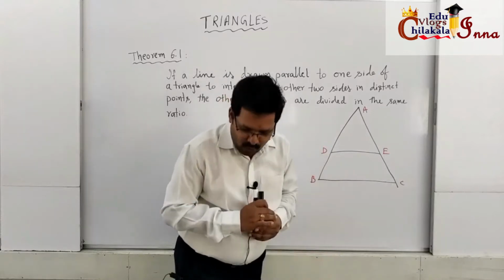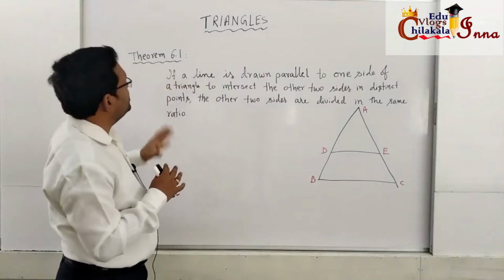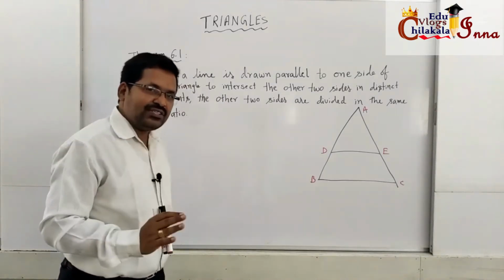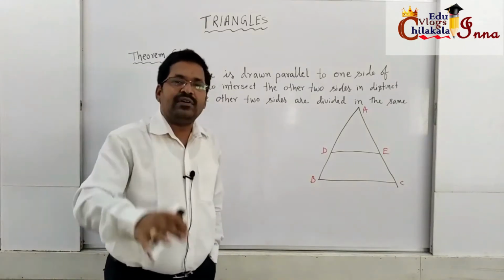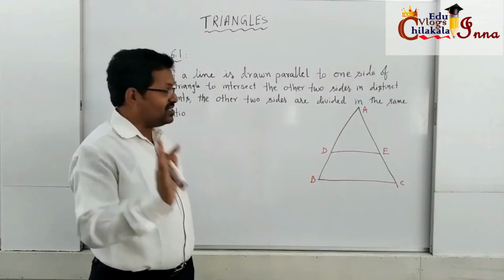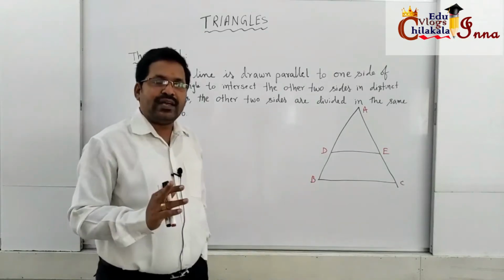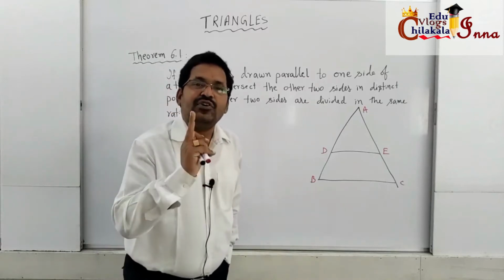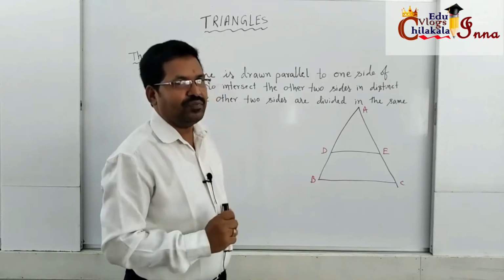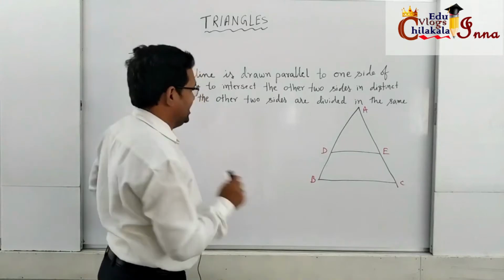That's it. Before going into the proof of this theorem, this is one of the important theorems for the chapter triangles, and the whole triangle chapter revolves around this particular theorem. So it's very important to understand it. This theorem is also called the Basic Proportionality Theorem or Thales Theorem. So just remember Basic Proportionality Theorem, BPT.